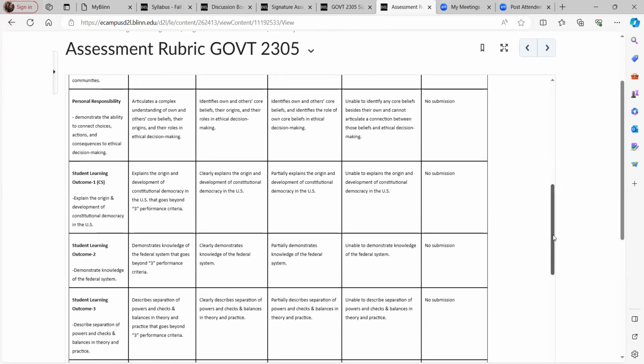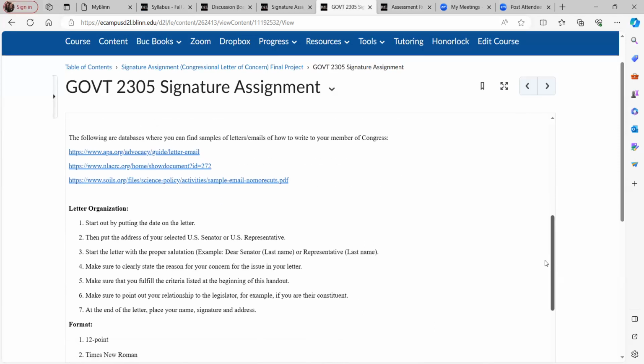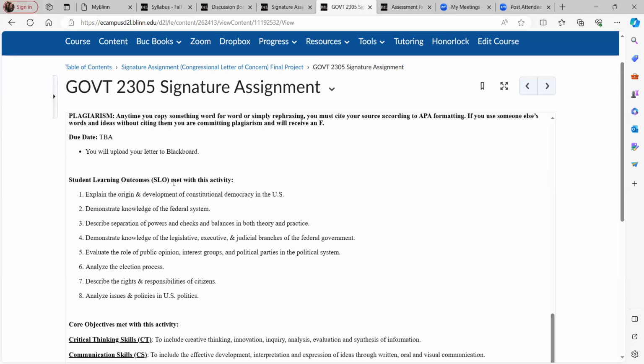the core objectives here. Now let's get to the student learning outcomes, right? So again, this should sound familiar to you all because, if we go down over here, these are the student learning outcomes with this activity. And this is also listed in the syllabus, right? So I would also recommend for you all to have this handy with you, because you're going to have to hit on all of these different ones.